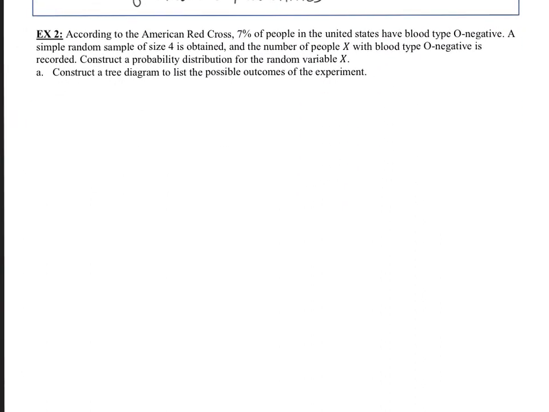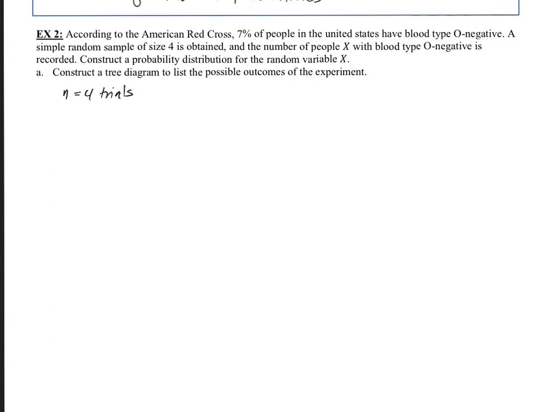Example 2. According to the American Red Cross, 7% of people in the United States have a blood type O negative. A simple random sample of size 4 is obtained, and the number of people, X, with blood type O negative is recorded. Construct a probability distribution for the random variable X. So first thing we want to do is construct a tree diagram to list the possible outcomes of the experiment. So this is a binomial experiment, and we have n equals 4 trials.